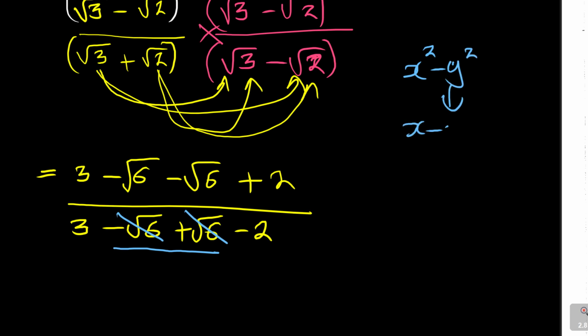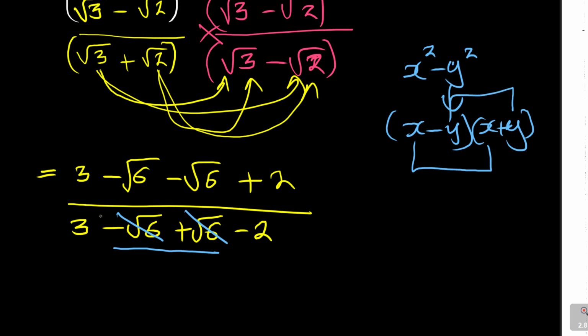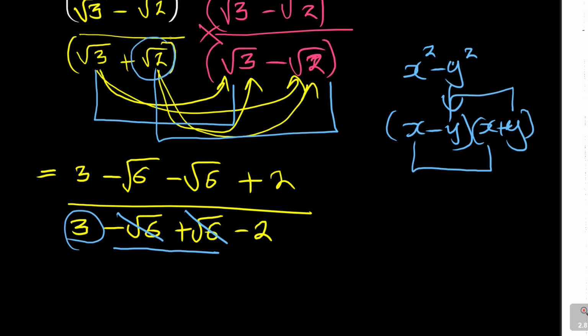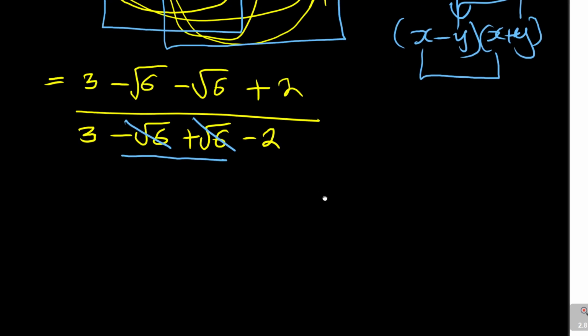It's x minus y, and it's what? It's x plus y. See that? So in principle, when you're doing the difference of two squares, you multiply the first and the last. Hence, even here, if I take the first and the last, it was square root of 3 times square root of 3, it's 3. Square root of 2 times square root of 2, it was going to be that. The center ones, in a way, are going to cancel out.